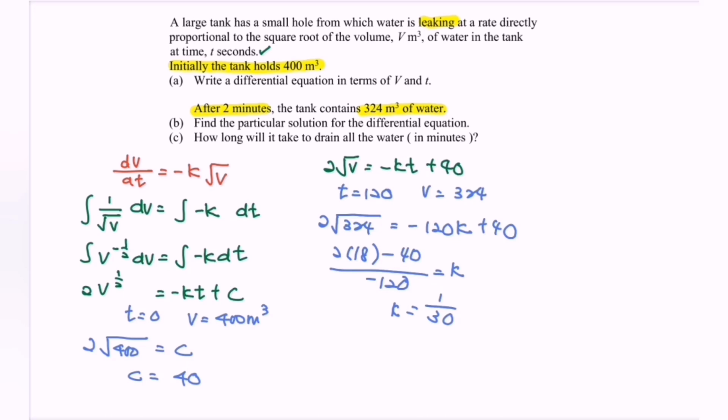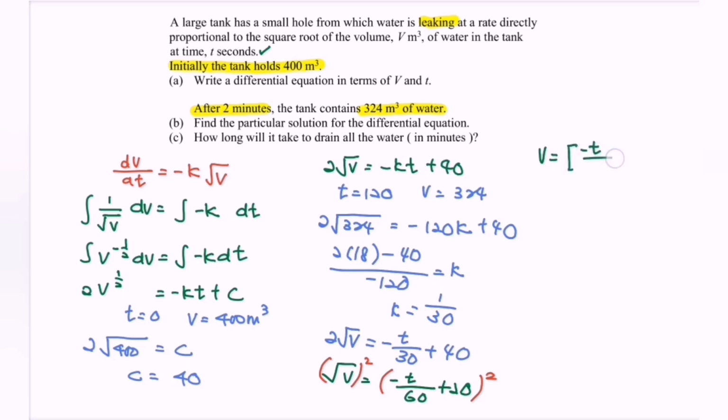So kindly rewrite the situation. So we have 2 multiplied with the square root of V equals negative t over 30 plus 40. Divide by 2, so we will have the square root of V is equal to negative t over 60 plus 20. Then finally, we have the situation. In this part, we have a square root, so we have to square both sides. So our V is equal to negative t over 60 plus 20, all squared.